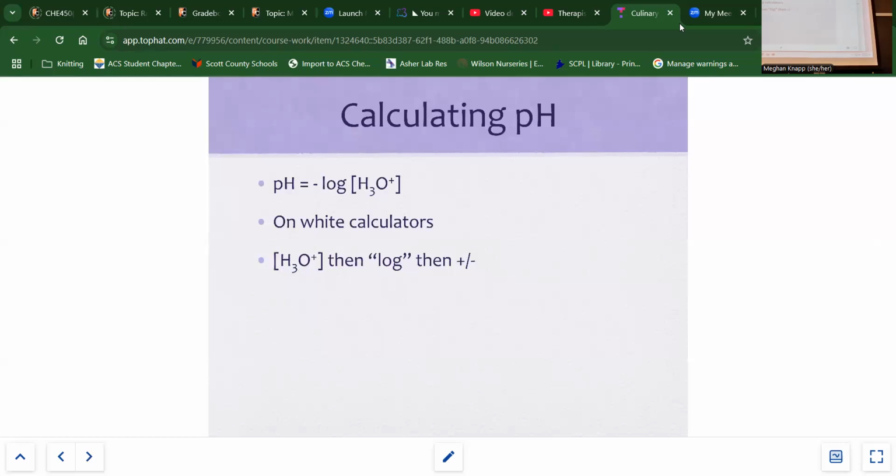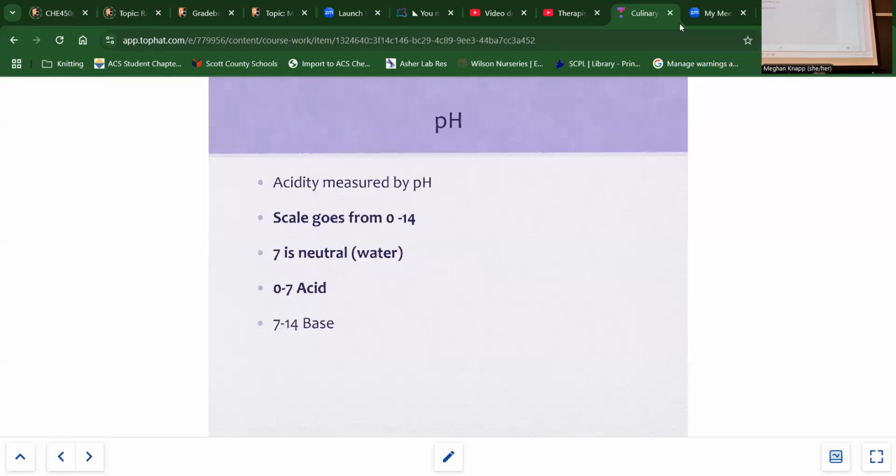We're going to try this with a couple of things. We said that the scale goes from 0 to 14. We're going to do the pH as the negative log of the concentration. And remember this, H plus is the same thing as H3O plus. We use those terms interchangeably, so don't get confused by that. We mean the same thing.